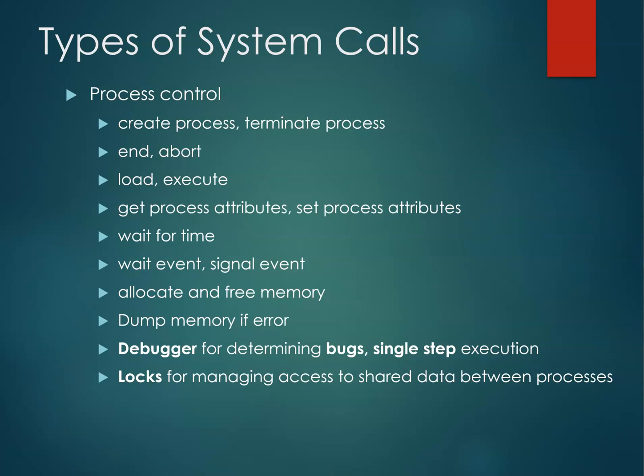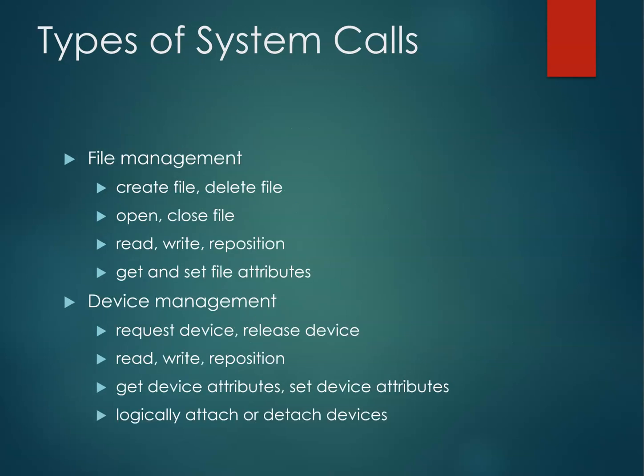Allocate and free memory, dump memory, and use a debugger for bugs and single-step execution, and locks for managing access to shared data. So we have to watch out for sharing data between processes so we don't get into conflicts or race conditions, which we'll explain later.